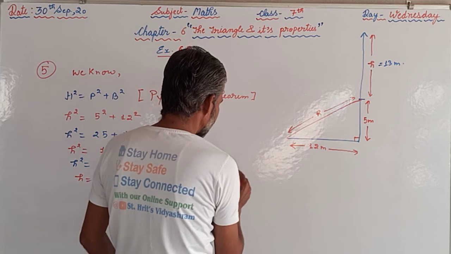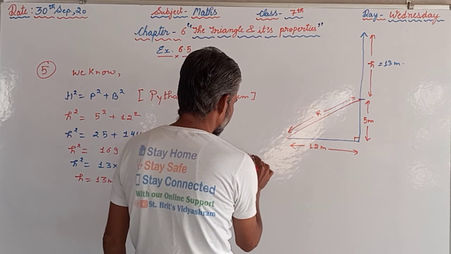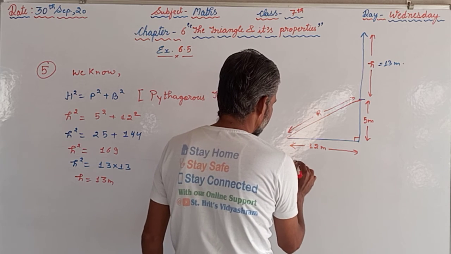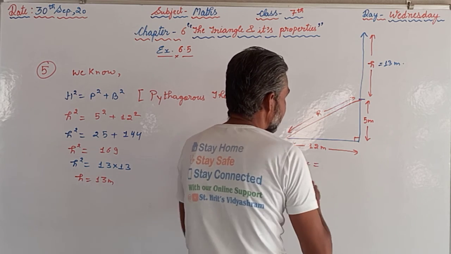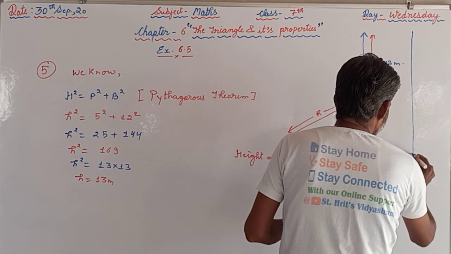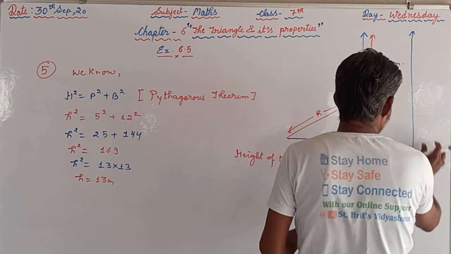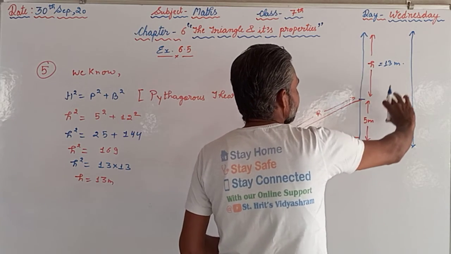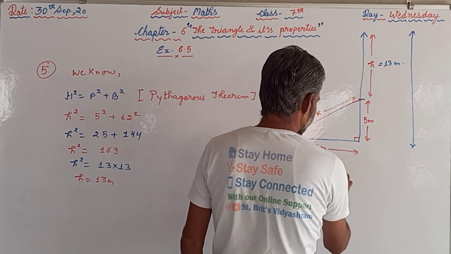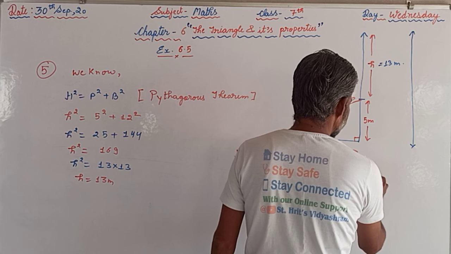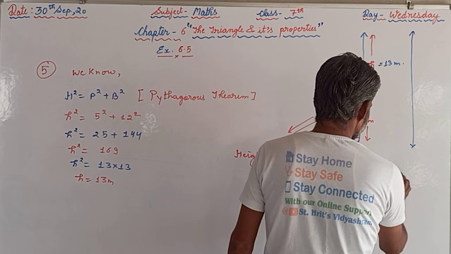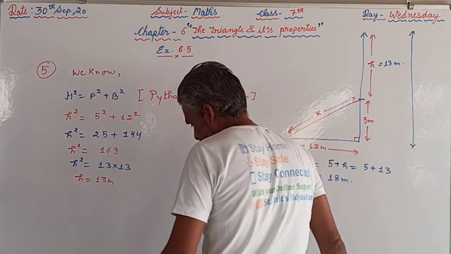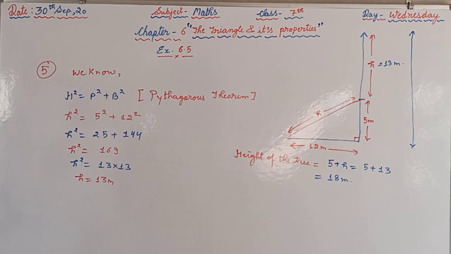So the height of the tree, that will be the complete height from the ground, and that will be 5 plus h, and we have already calculated h is 13. So 13 plus 5, that is 18 meter. So the height of the tree was 18 meters.